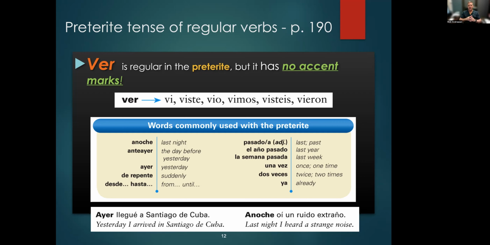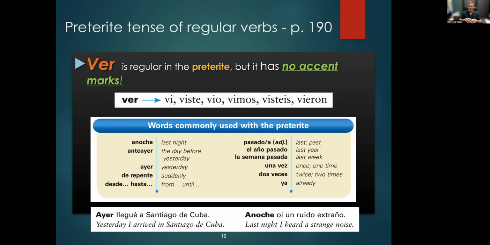So these are some of the words I referred to a couple of slides ago that will help you express time in the preterite, that will help you to get that context of whether a verb is in the present or the past tense. So let's look at these. Clases repitan. Anoche.